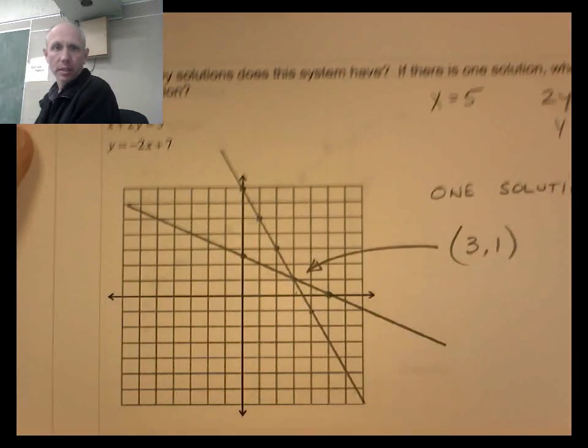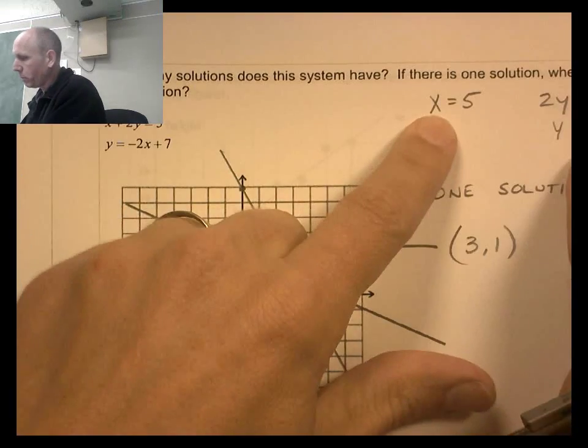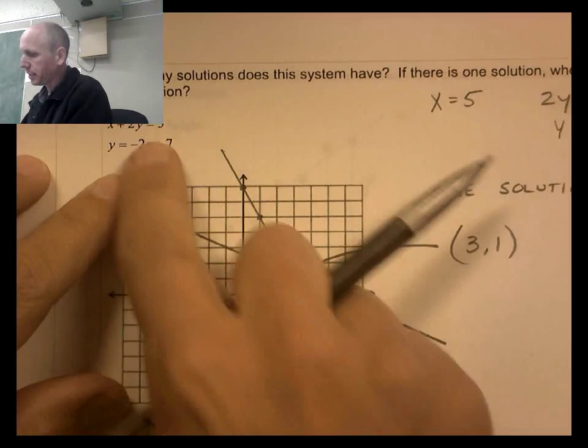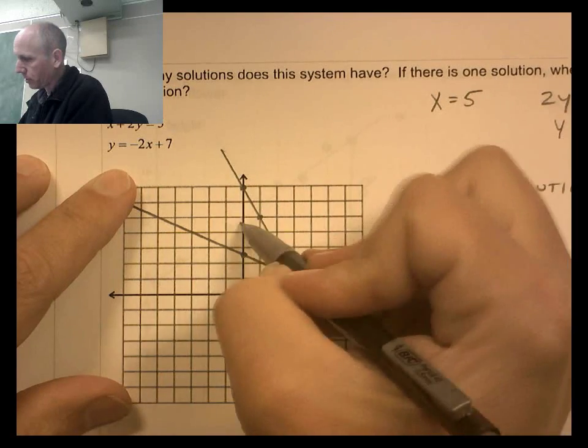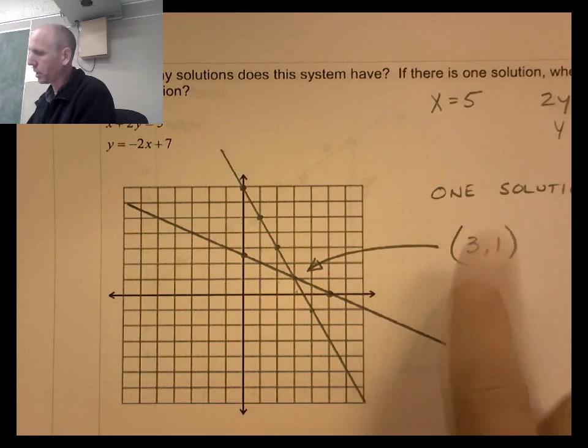How many solutions? All right. This one's in standard form. I split it into 2 mini equations. I'm going to graph it. This guy's in slope-intercept form, so I start at 7 and I go down 2 over 1, down 2 over 1, down 2 over 1. Comes together at 3, 1. One solution at 3, 1.